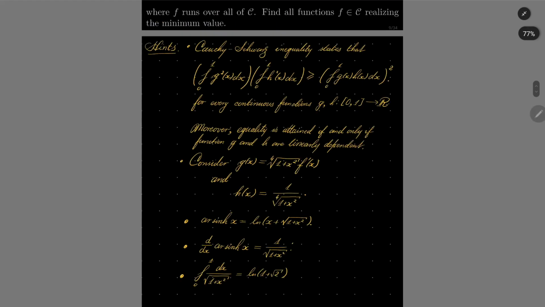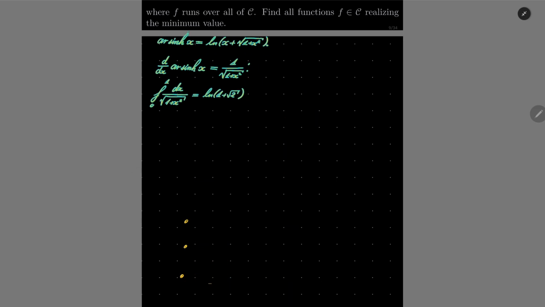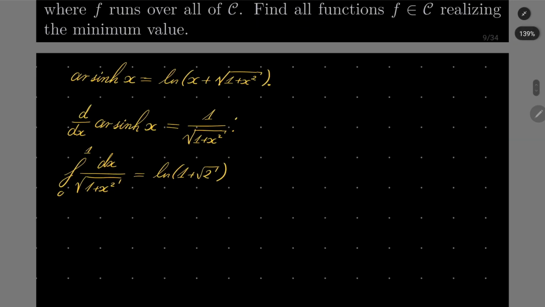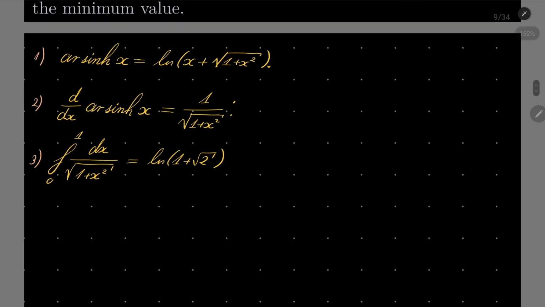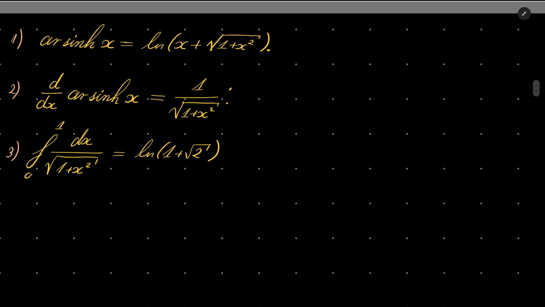Okay, so maybe I will start by proving these facts which I stated here. Let's consider the first to be a definition of the area hyperbolic sine, so nothing to be done for the first, but we can prove the second and third. It's very easy. We just need to differentiate the natural log of x plus the square root of 1 plus x squared. So let's prove the second point.